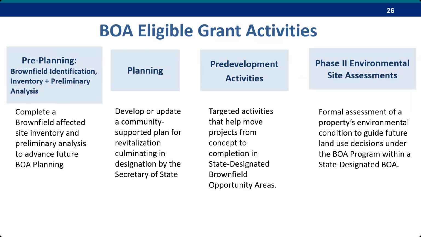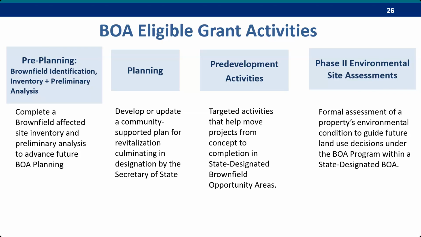BOA eligible grant activities. There are 4 BOA eligible grant activities. BOA funding is available for up to 90% of the total eligible project cost for 4 types of activities listed on this slide. These include completing a pre-planning inventory, assessment, and preliminary analysis of known or suspected brownfields, including vacant, abandoned, and underutilized properties within a county, borough, or other multi-jurisdictional area to identify concentrations of these properties for future BOA or specific area planning efforts.